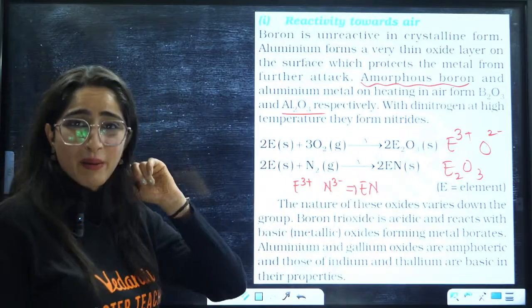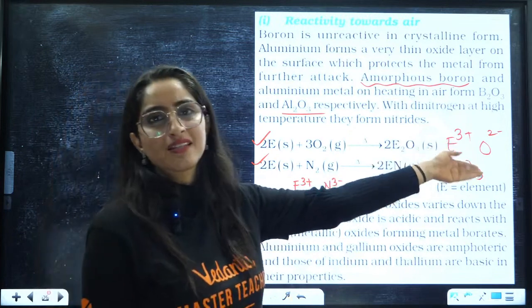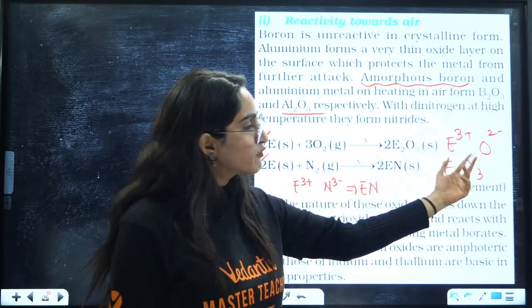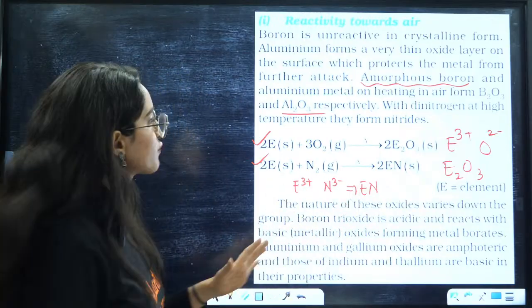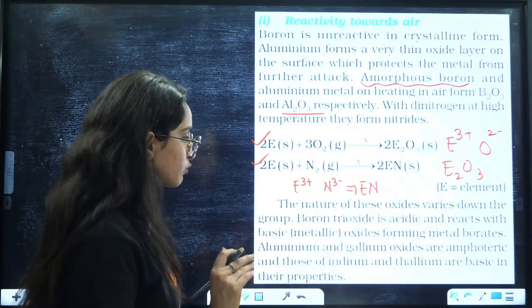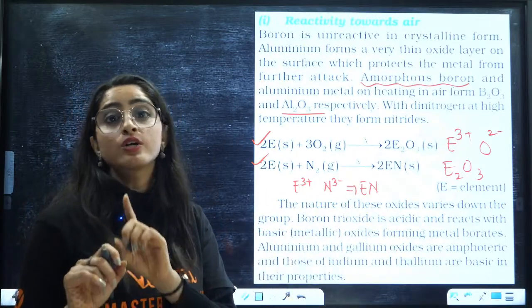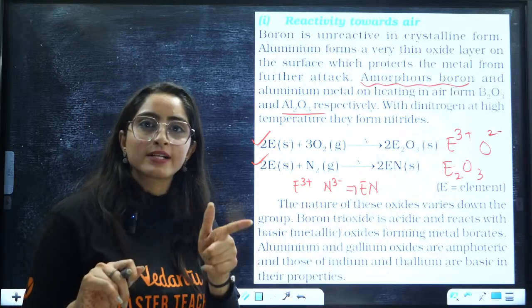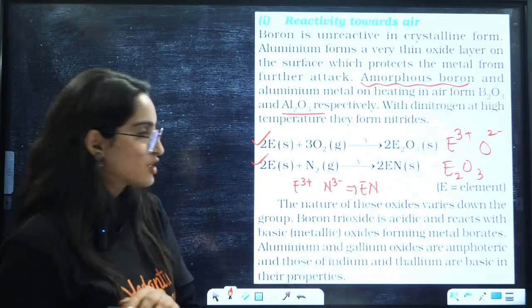So you don't need to remember or cram this, just remember that the valency is here. This is 3 positive, that is why after cross multiplication this kind of oxide is formed, this kind of nitride is formed, right? The nature of these oxides varies down the group. Boron trioxide is acidic in nature because boron is a non-metal. Non-metal oxides are always acidic in nature, right? And metal oxides are basic in nature.